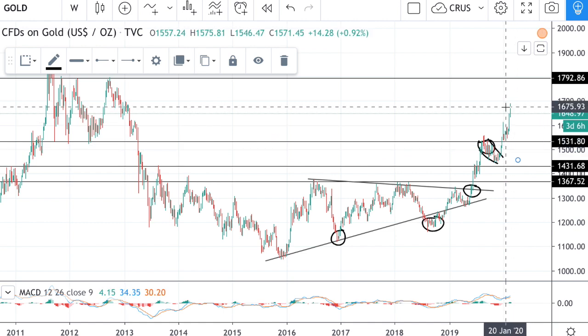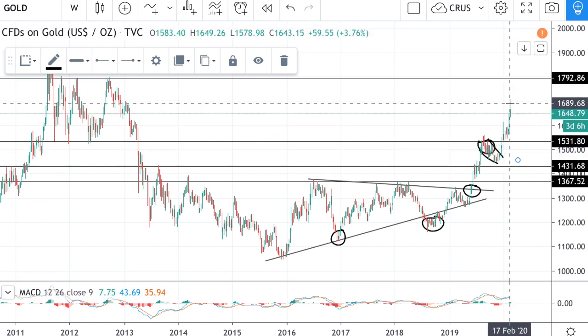So again, we have been very successful with gold, and so I'm going to cover exactly where I think it's going to be going in the next few weeks, in the next few months, and perhaps years.